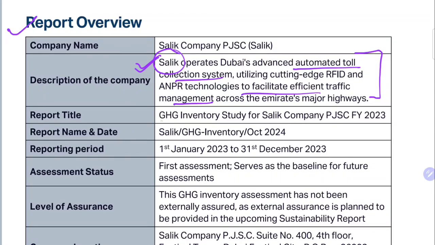Report title: the title of the reported GHG inventory study for this company, particularly for the financial year 2023. Report name and date, and this is the title for that. Reporting period: 1st of January till 31st of December 23. So this is the financial year covered for the data collection for this particular reporting period. Assessment status: first assessment done, serves as the baseline for future assessments also.